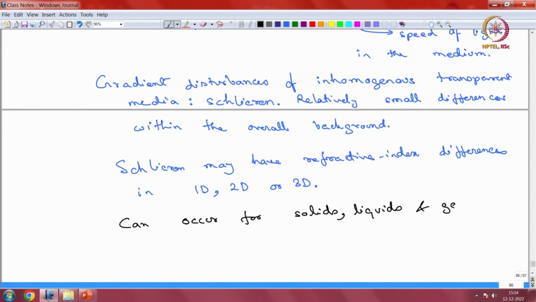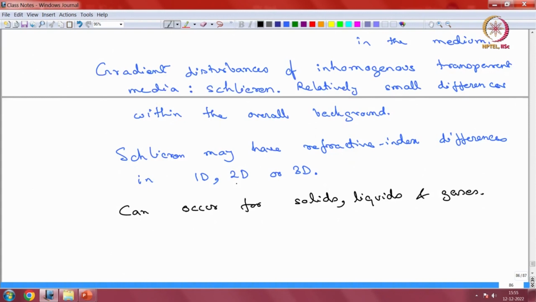and gases. So the overall idea is that you will have a situation where perhaps a flow is being created which is causing an inhomogeneity of the transparent media. Because of that inhomogeneity, there will be small differences of refractive index between different points of the system, and these small differences need not be very high. As I've already said, they can be very small, of the order of the third and the fourth place of decimal, and these differences can be in 1D, 2D or 3D.